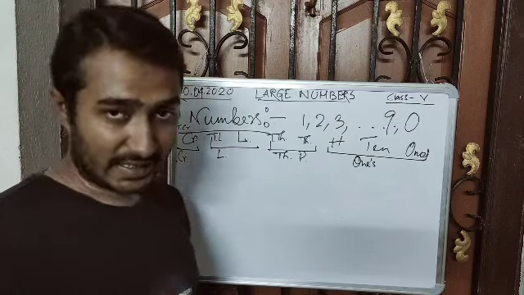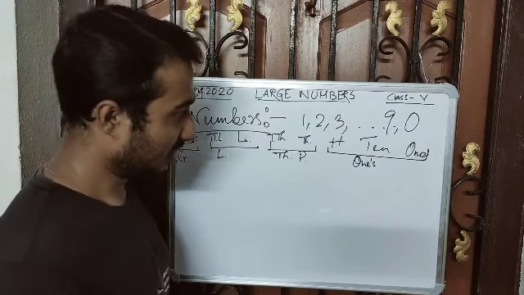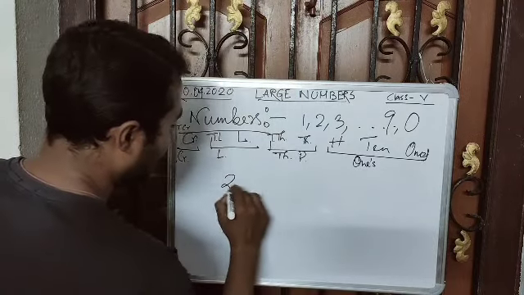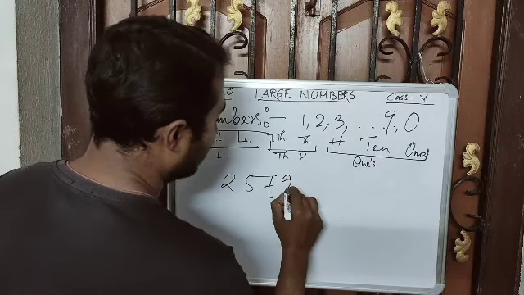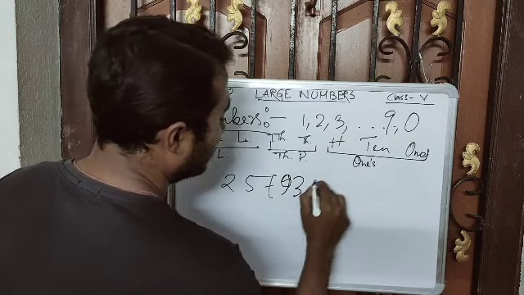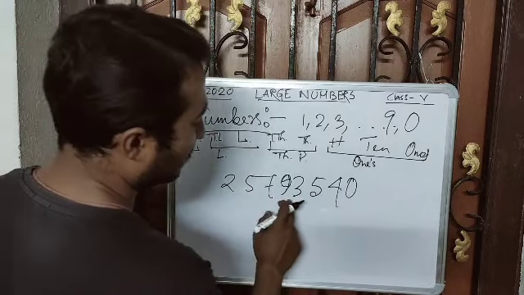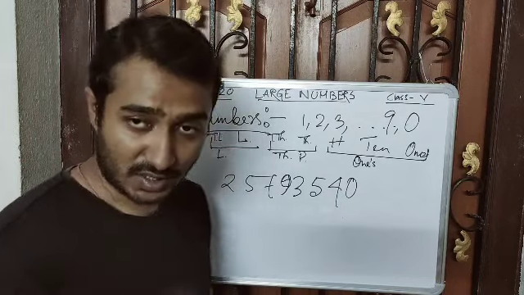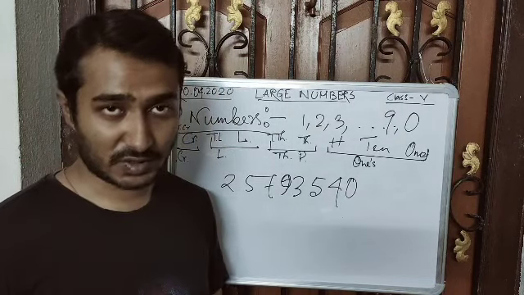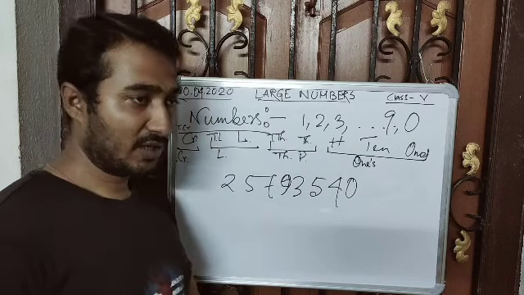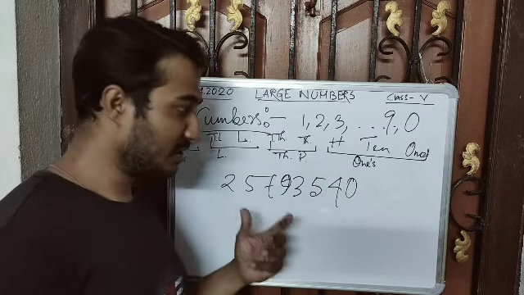So if we write a number, suppose we are taking any number, any digits we can take, like 2, 5, 7, 9, 3, 5, 4, 0. Okay. Total 8 digit number. This is an 8 digit number. So if we want to write this number, how can we read the number? How can we say the number?